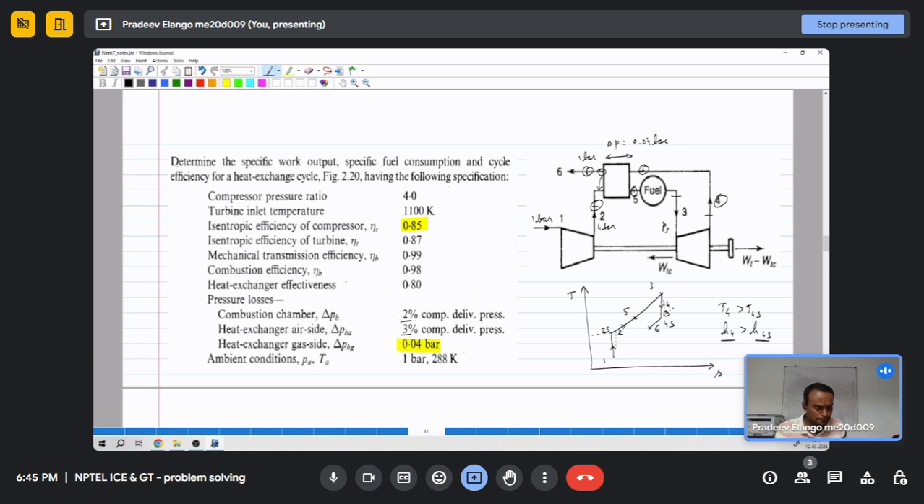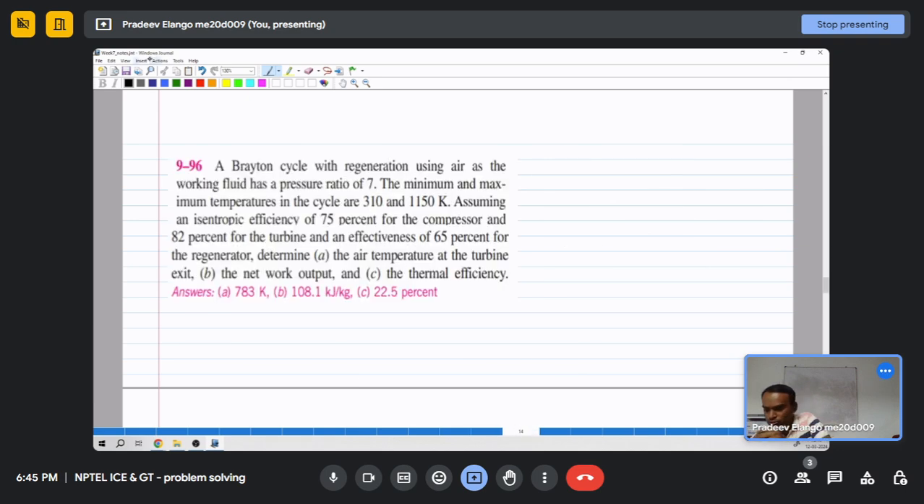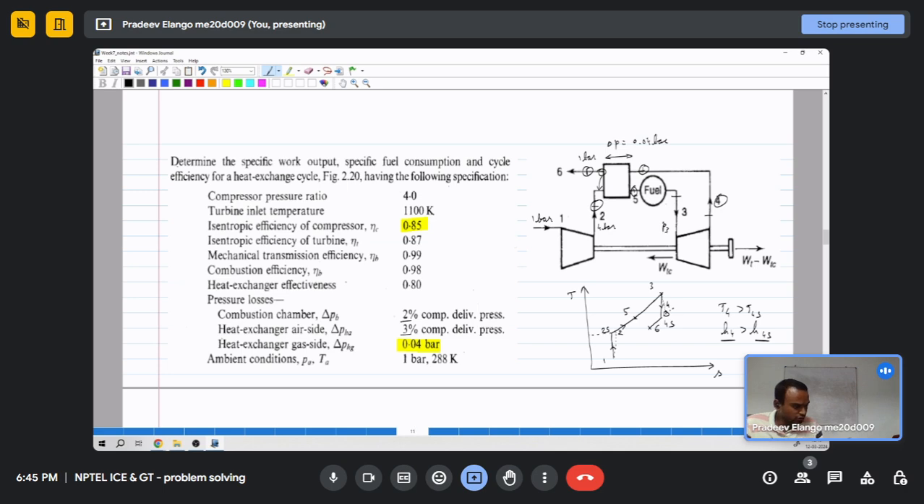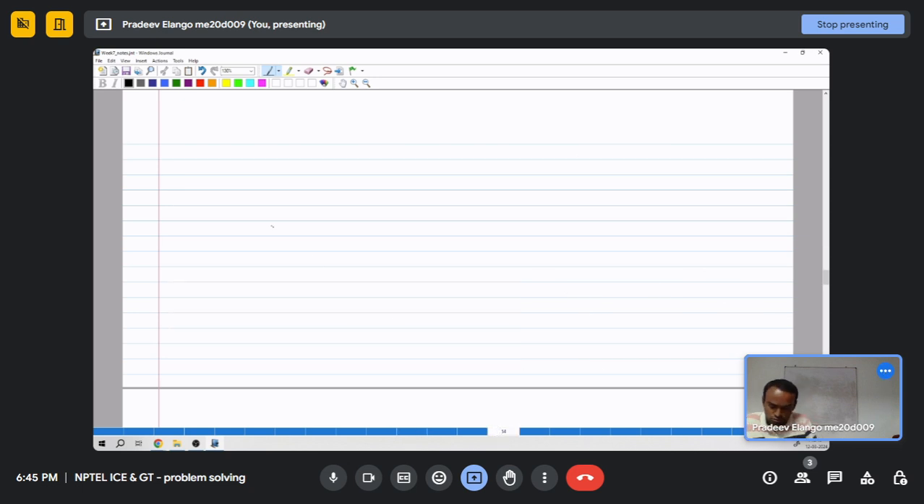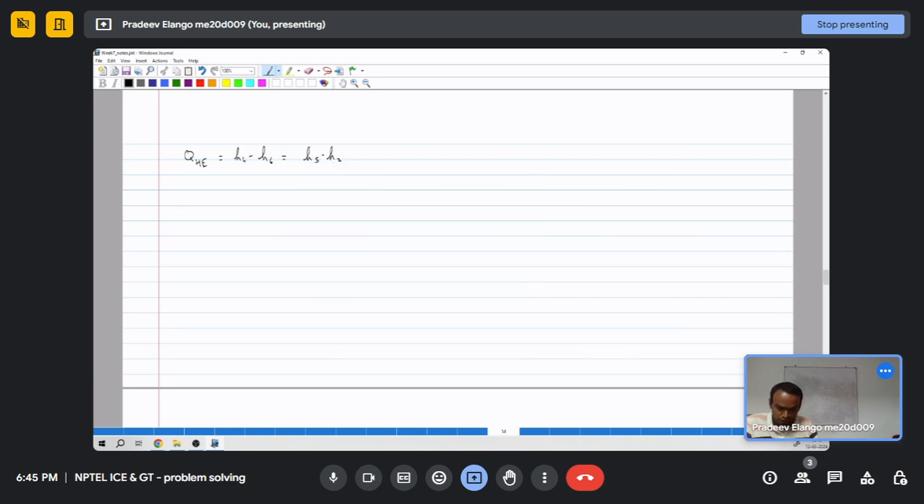So we can write this as: over the heat exchanger, the heat lost by one stream is the heat gained by the other stream. So that means H4 minus H6 is H5 minus H2.